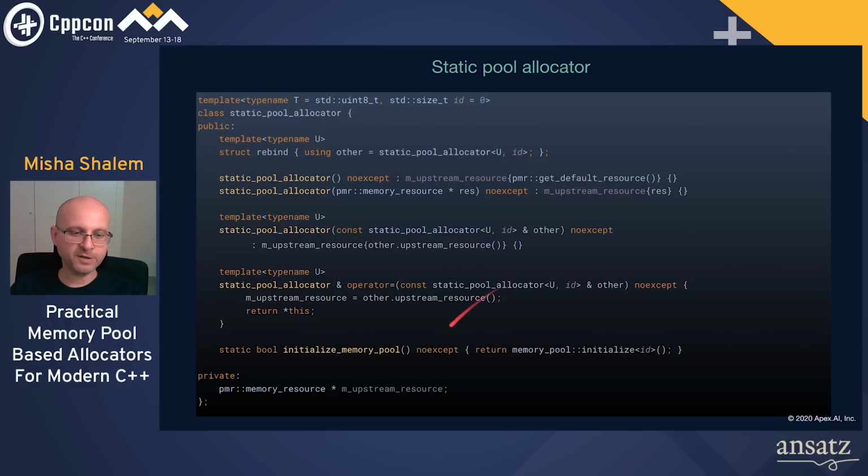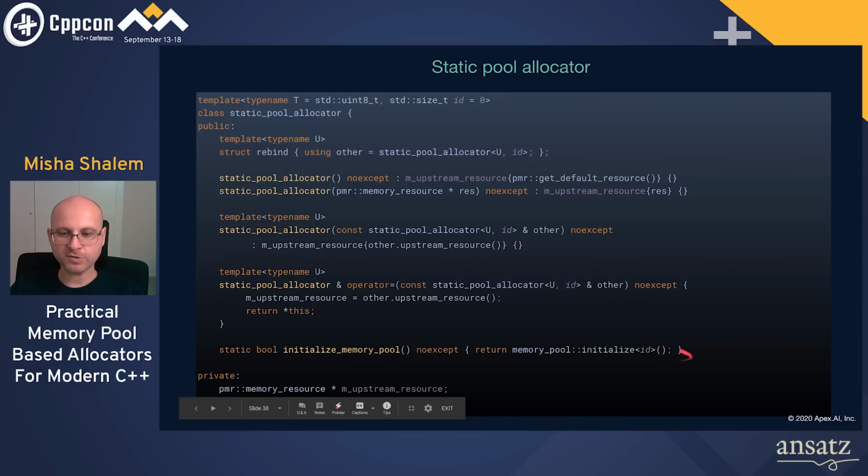Now, another interesting thing here is this upstream resource, which is a PMR memory resource, by default initialized with get_default_resource, which is usually new_delete_resource. That basically means that if this ID pool is not defined, we are able to go to the upstream resource and allocate from that, which gives us an opportunity in the development stage to work with the normal heap, for example, right? And of course, we have a static bool initialize_memory_pool function, which is a helper that forwards to our corresponding memory pool initialize.